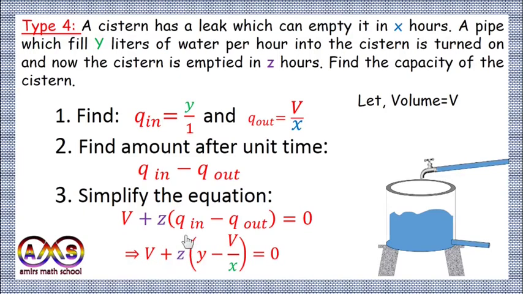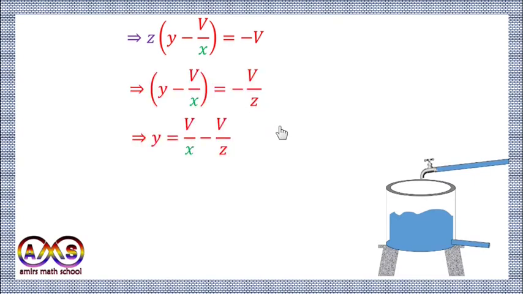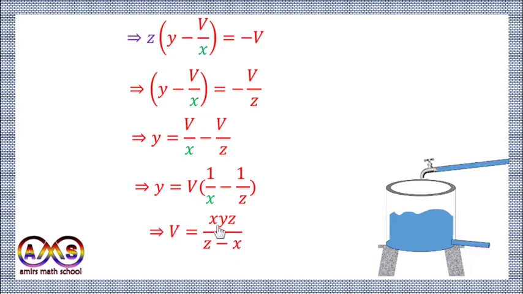Just substitute the value of Q in, that is Y, and Q out, V by X, which is equal to 0. After simplification, we get the required result, that is V equals X, Y, Z divided by Z minus X. So this is our final result. The volume of the tank is XYZ divided by Z minus X.